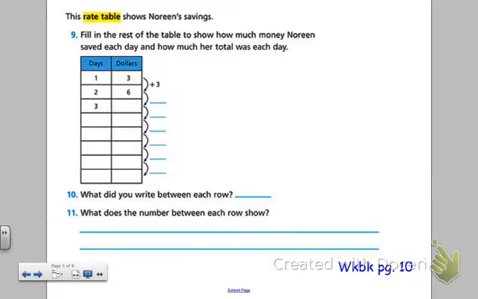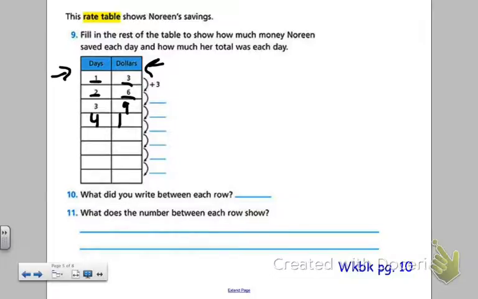Now on workbook page 10, you can actually see a rate table. This probably looks very familiar to you because I just was drawing something like this 2 slides ago. Here we have a rate table that shows 2 different units. We're talking about the days and we're talking about the dollars. So obviously day 1 we have $3. By day 2 now we're up to 6. By day 3, $9. And you could finish filling in this table, of course.